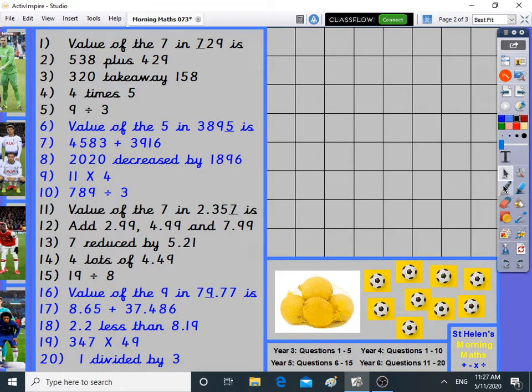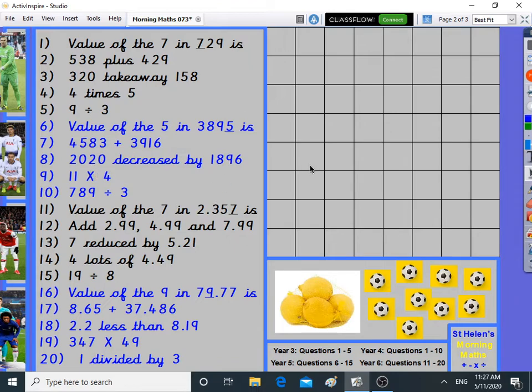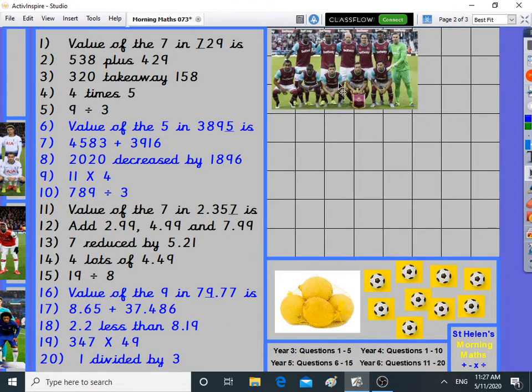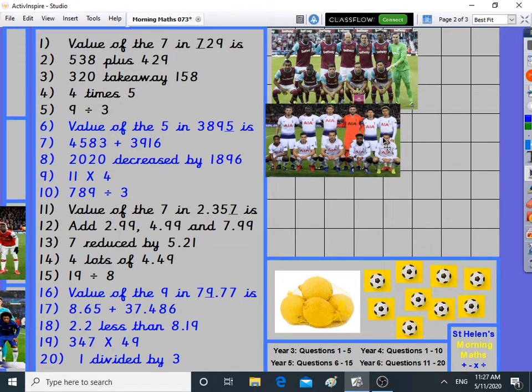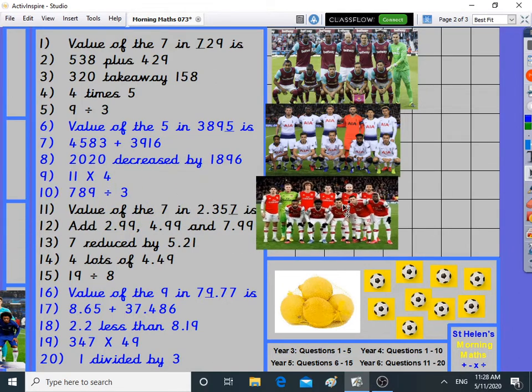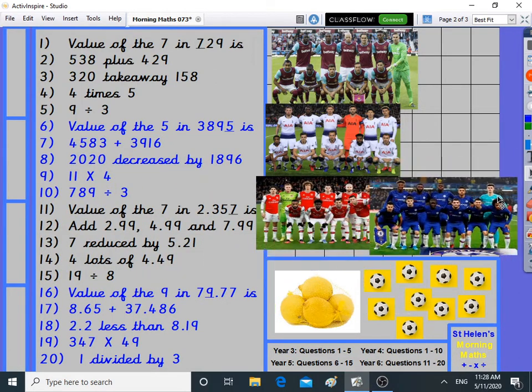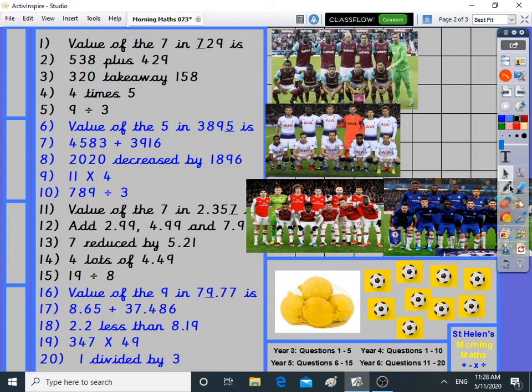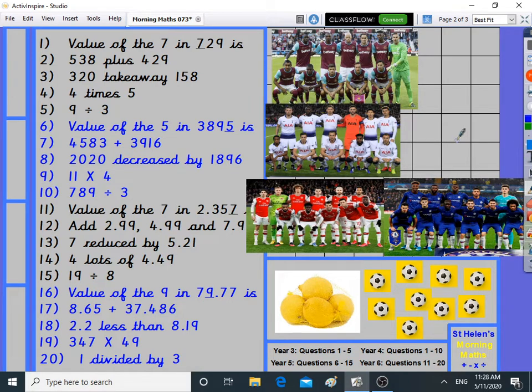Question 9 is 11 times 4. Pretty easy, just times tables for year 4. 11 times 4, 11, 22, 33 and 44. The answer is 44, isn't it? But I just wanted to do it with pictures because you're coming into your multiplication topic. So it's like, how many players in a football team? 11, you probably know. But what if you had 4 football teams? 11 times 4. Well, here are 4 football teams. How many people would you have if you had 4 football teams? You could count all the people and it would be 44. 11, 22, 33, 44. That's what times is.